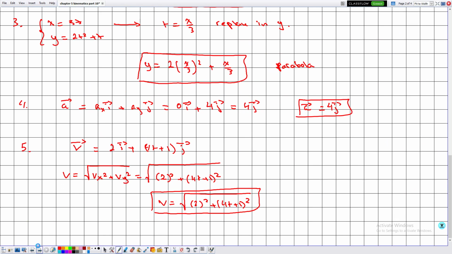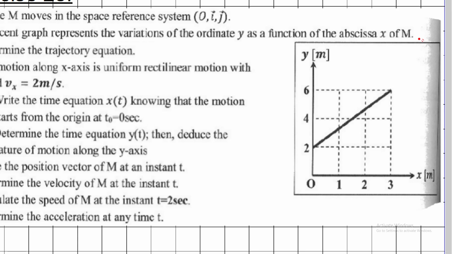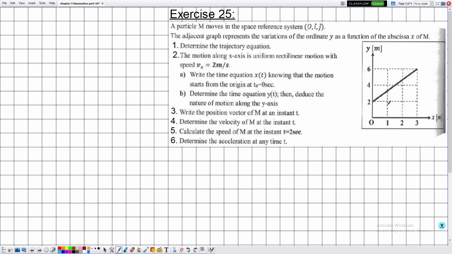Okay. Now as for the final exercise number 25, they are telling me a particle M moves in the space reference system OIJ. The adjacent graph, so they mentioned this graph, now we can use it, represents the variation of the ordinate y as function of the abscissa x of M. So always the variation is labeled on the y-axis and the function is labeled on the x-axis. Notice that these x and y are different than those we use in mathematics because they carry quantities. So this is the position and this is the position. So what does this curve represent? Since it is a relation between y and x, it represents the trajectory.